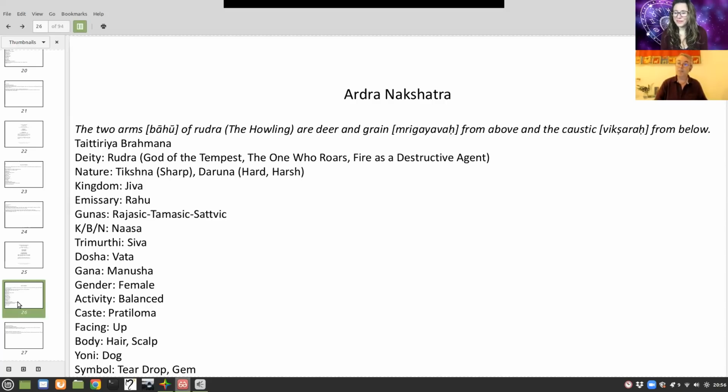Which creates a really interesting dynamic on that point, because Revati Nakshatra is a gentle and friendly animal nakshatra. It's like a bunny. Right? It's a bunny, with sharp teeth that you don't want to get in the way of.